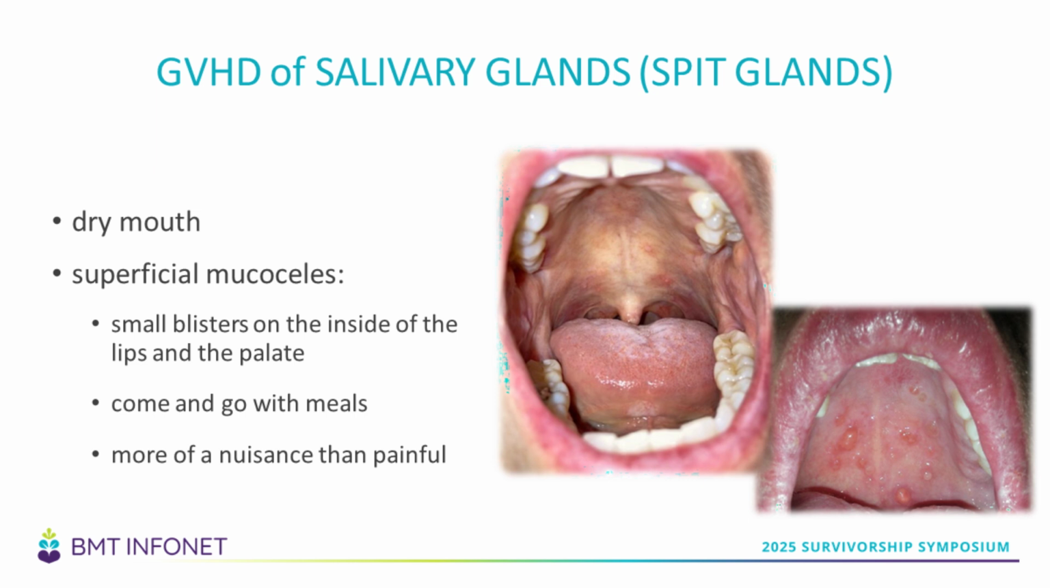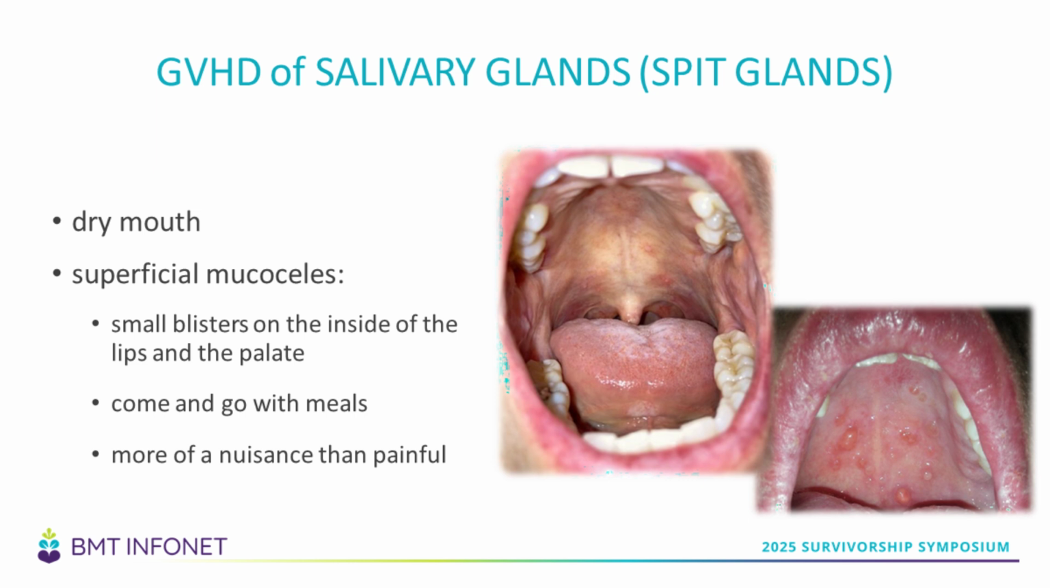Then we have GVHD of the salivary glands, or the spit glands. So that translates into dry mouth, which is a significant problem among oral GVHD patients. One thing you may see in your mouth is a superficial mucocele, which is big words for little bubbles that form on the roof of the mouth. We have hundreds, if not thousands, of minor salivary glands. So if you feel with your tongue on the inside of your lip, then it feels kind of lumpy, bumpy, that's normal. Those are little minor salivary glands that make lots of good saliva.